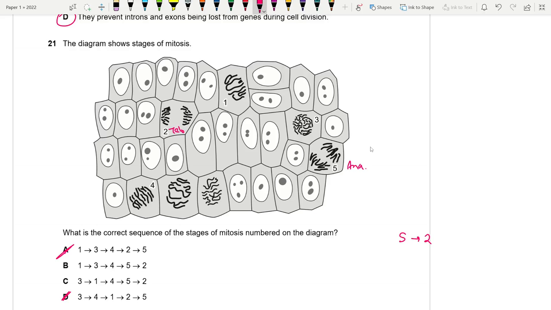Sorry. It's 5 followed by 2, right? Not 2 followed by 5. So 5 comes first, then 2. It's between B and C. Now, between these, it's either 1-3-4 or 3-1-4. So metaphase isn't really shown here, is it?